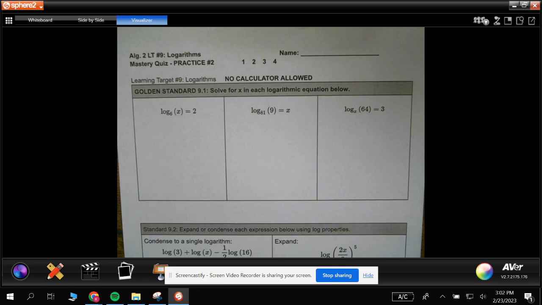All right, we are here, Algebra 2, learning target number 9, logarithms, to walk through practice quiz number 2. So, golden standard 9.1, solve for x in the logarithmic equation below. This is all about understanding how we evaluate logarithms. What do they look like?